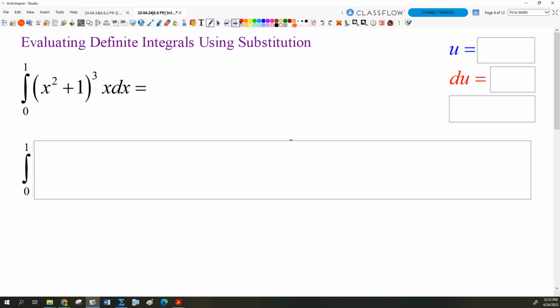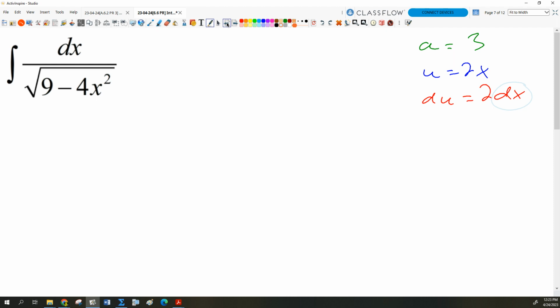God, what did I do here? I always hit the wrong button, don't I? So then we could write this. I need to move these things around a little bit. So if we solve for dx, it's just 1/2 du. Everybody agree?